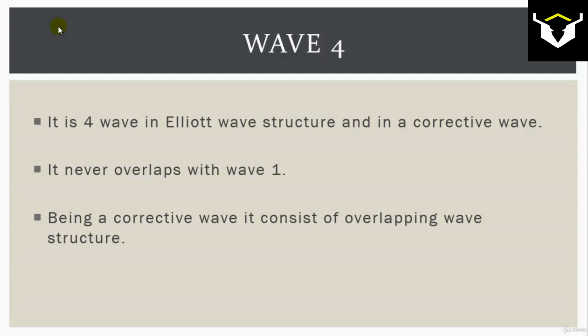So, wave 4 is a corrective wave structure. It never overlaps with wave 1, and being a corrective wave structure, it unfolds itself in an ABC corrective wave structure, an ABCDE corrective wave structure, or any other kind of complex wave structure.